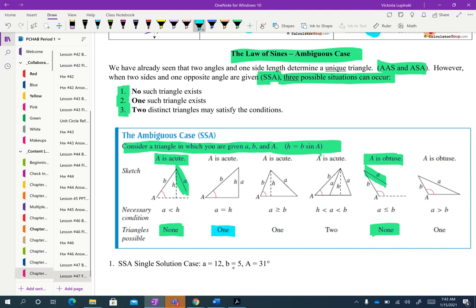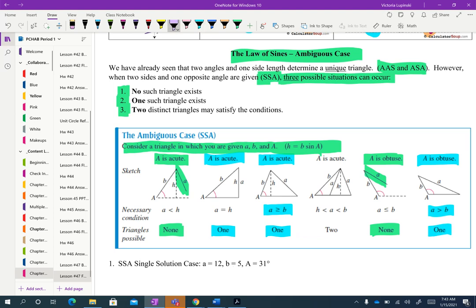So one of them is when it's a right triangle, which again means use SOHCAHTOA. The other is where you have an acute angle. You have the value of A being greater than or equal to B, and that gives you one triangle, no problem. And then again, you can have an obtuse angle where A is distinctly greater than B, and again, that's going to give you just one triangle.